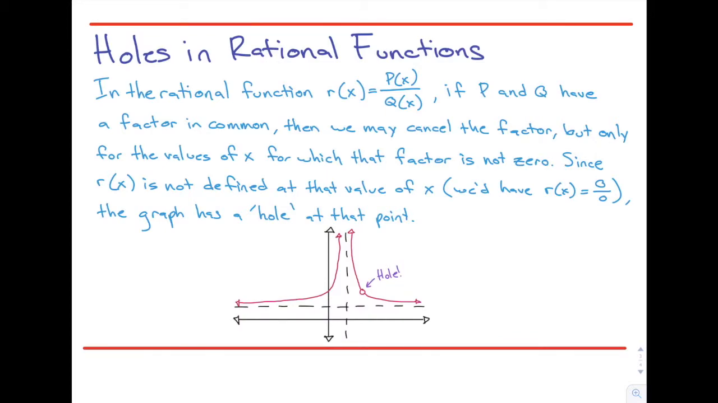So, holes in rational functions. In the rational function r of x equals p of x over q of x, if p and q have a factor in common, then we may cancel the factor, but only for the values of x for which that factor is not 0. That is to say, in the example above, we had problems at x equals 3, so we could only remove that x minus 3 factor from the numerator and denominator and take out the values for x equals 3. Since r of x is not defined at that value of x, because we'd have 0 over 0, the graph has a hole at that point.